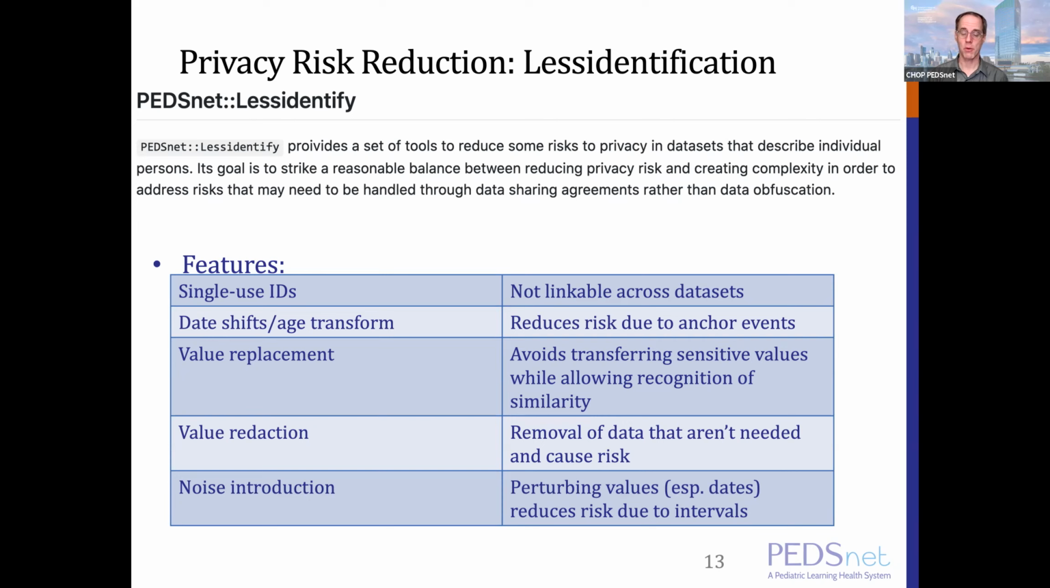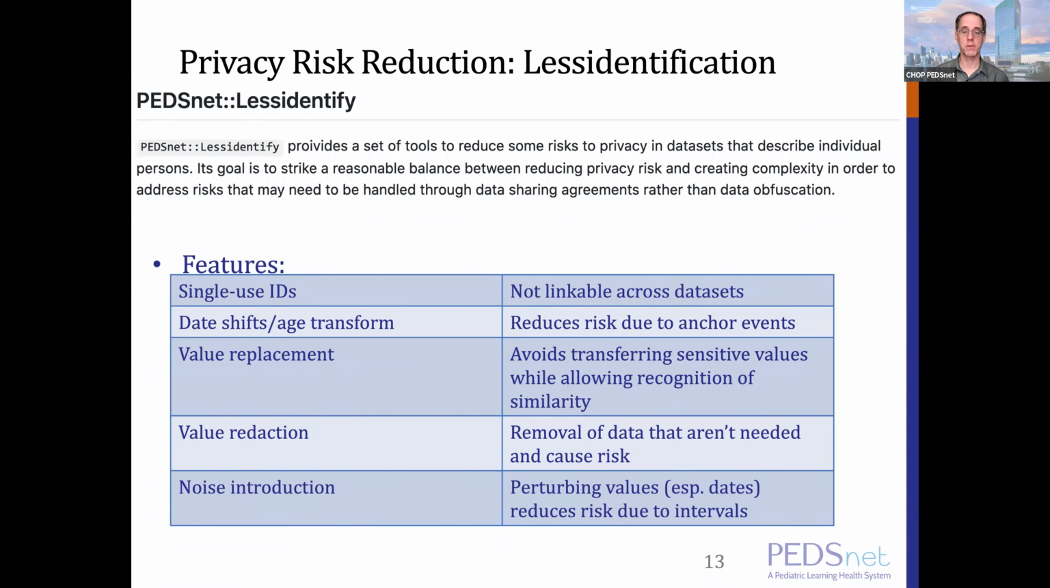Because dates are one of the pieces of information that are particularly likely to facilitate linkage between data sets, the de-identification process introduces date shifts, so we can preserve ages and we can preserve intervals between events, but we reduce the risk of anchoring events in time and thereby identifying a person in an unwanted way.